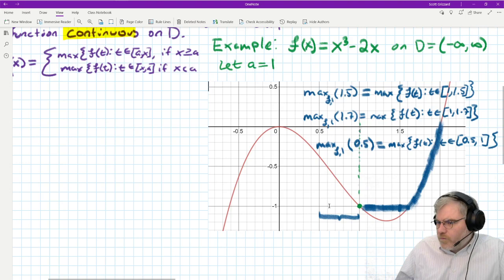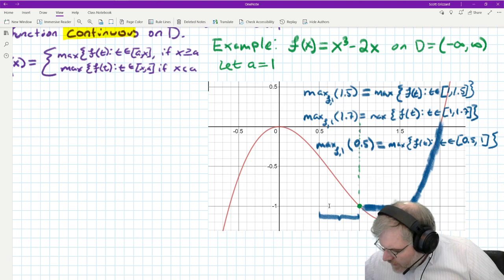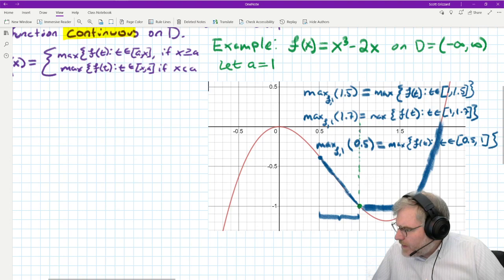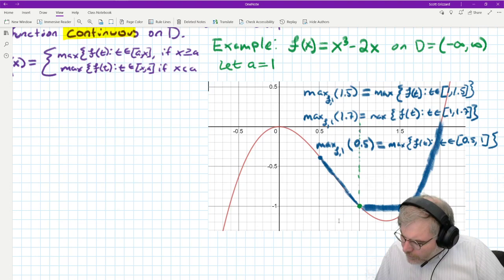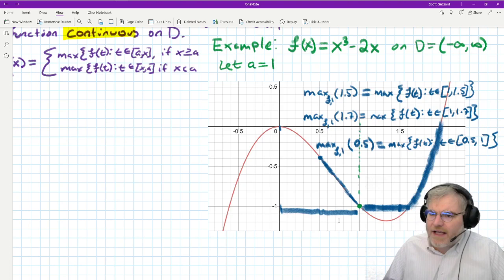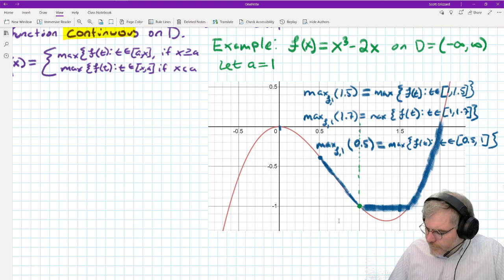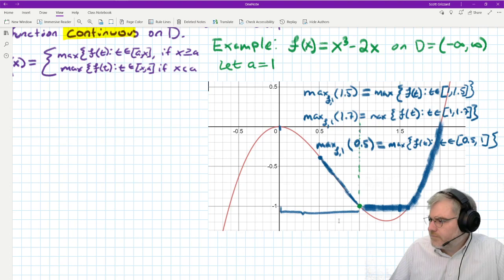Yeah, f of 0.5 is bigger. So here, this is the point. My function is going to trace down. If I'm right here, f of this point is the biggest thing on this interval. If I'm here, it's the biggest thing in the interval. Here, it's the biggest thing on the interval. Now, at 0, of course, what's the biggest thing on this interval? F of what? What is max 0? Right, f of 0 is the biggest thing in that interval.